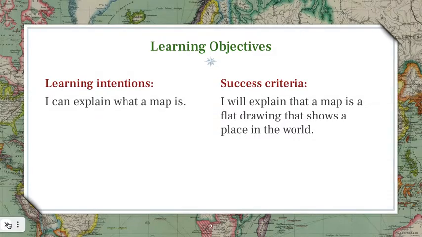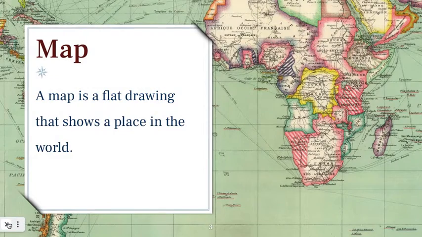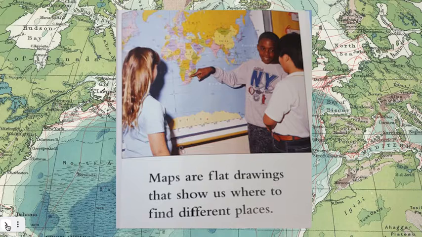By the end of this lesson, you will be able to explain what a map is. So here's the definition. A map is a flat drawing that shows a place in the world. Right here, this is a map of the continent of Africa. Maps are flat drawings that show us where to find different places. This young man is pointing to a country in Africa.